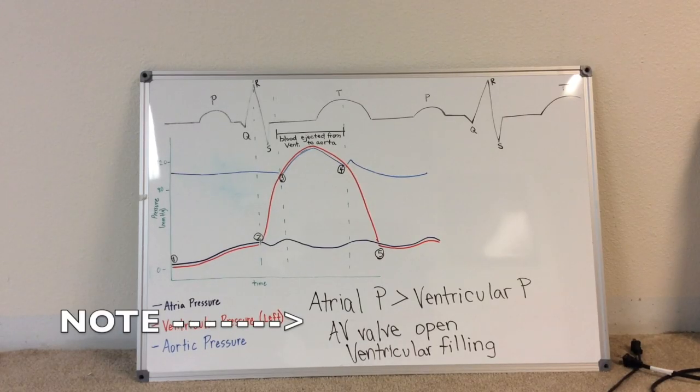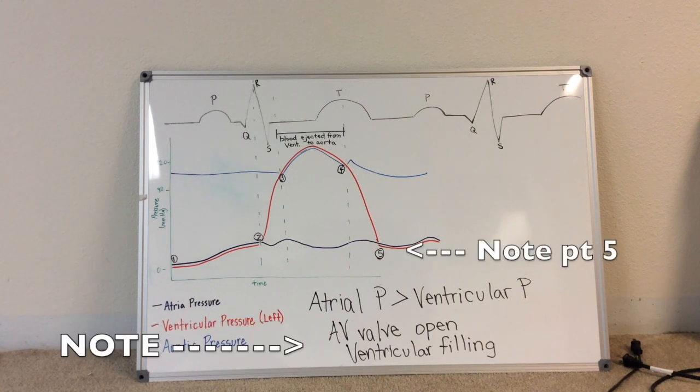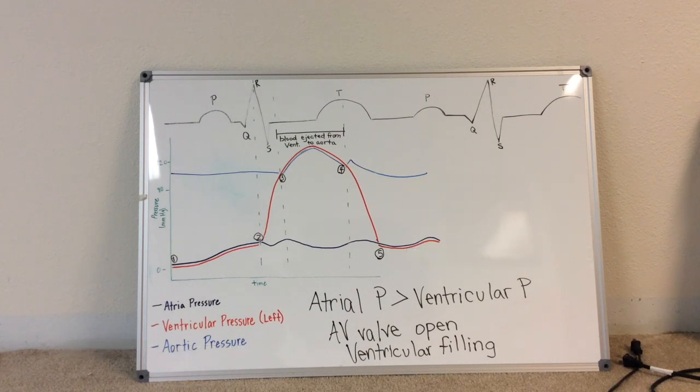At point 5, ventricular pressure again falls below atrial pressure because the pressure in the atria, or the pressure on the AV valve, continues to increase as the atria fill with more and more blood. Once atrial pressure becomes greater than ventricular pressure, the AV valve opens again and ventricular filling occurs.